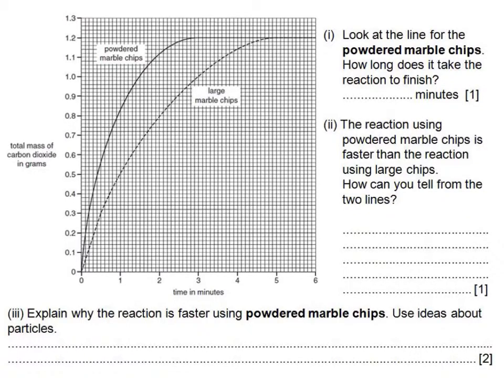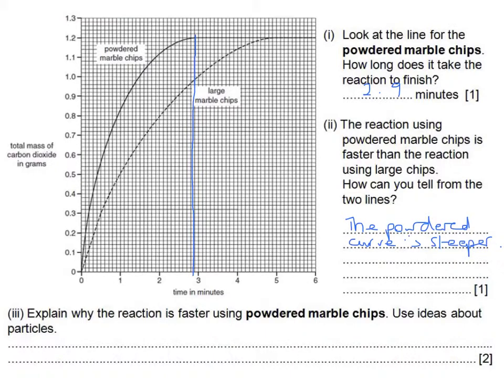It says, look at the line for the powdered marble chips. How long does it take the reaction to finish? Well, let's read down from where it levels off as accurately as I reasonably can. I reckon about 2.9 minutes. The reaction using powdered marble chips is faster than the reaction using large chips. How can you tell from the two lines? The powdered curve is steeper.